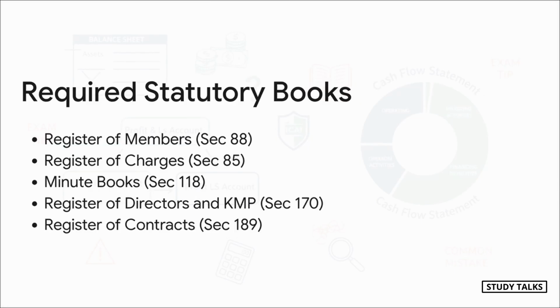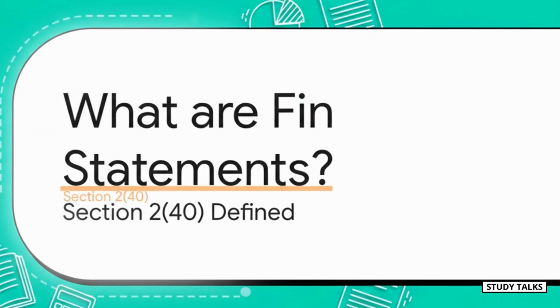And hey, on top of the financial books, remember that companies also have to maintain several other statutory books. This isn't just about the numbers, it's about proper corporate governance. This includes stuff like the Register of Members, the Register of Charges on company assets, the minute books for meetings, a Register of Directors and key managerial personnel, and a register for any contracts where directors have an interest. It's a whole legal framework. So, we've talked about how to keep the books. Now, let's talk about the final product of all that hard work.